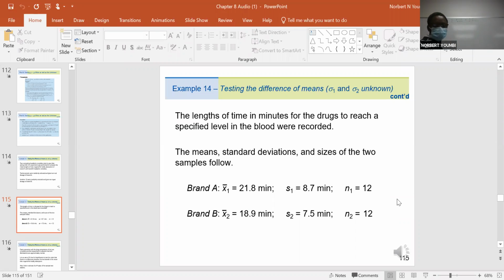Here again, x1 equals 21.6. Now it is S1 which is given, not sigma. S1 equals 8.7, N1 equals 12. X2 equals 18.9. S2 equals 7.5. N2 equals 12.